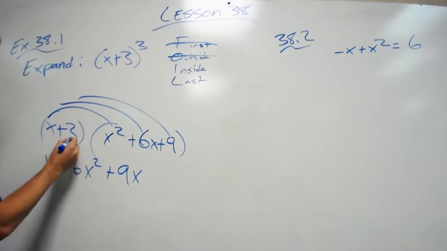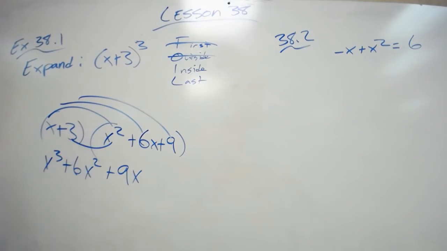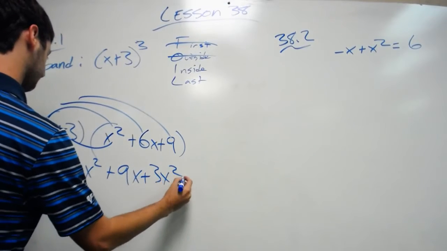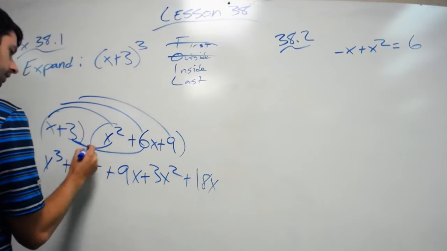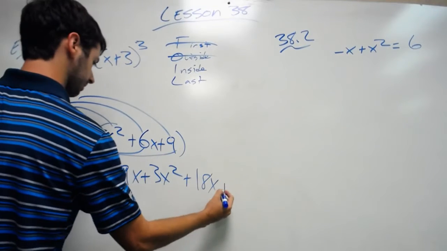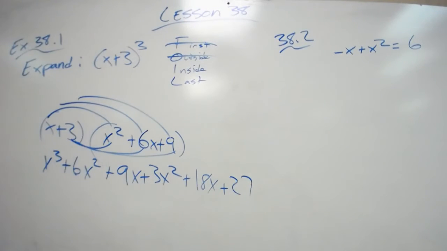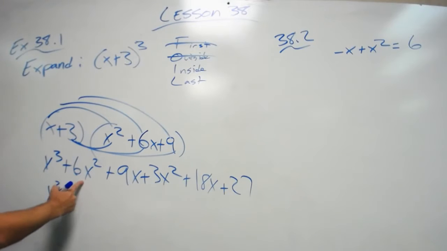Now we got to do the other one. Got to do 3. 3 times x squared, 3x squared, plus 18x. 3 times 9, plus 27. Now we find like terms. Are there any other x cubes? No, so I'll bring that down. Are there any other x squareds?